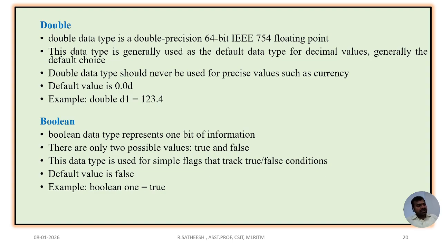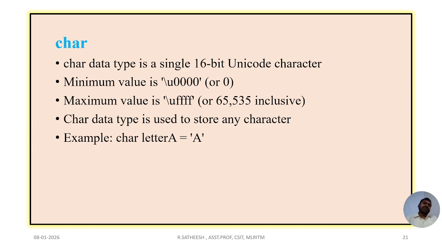Boolean. The Boolean is basically to tell whether something is true or false. Okay, true indicates 1, false indicates 0. Then char data type. It is a 16-bit Unicode character. Minimum value is 0, which we can represent like this: \u0000, and maximum value is 65,535, which we can represent as \uffff. And char data type is used to store any characters.